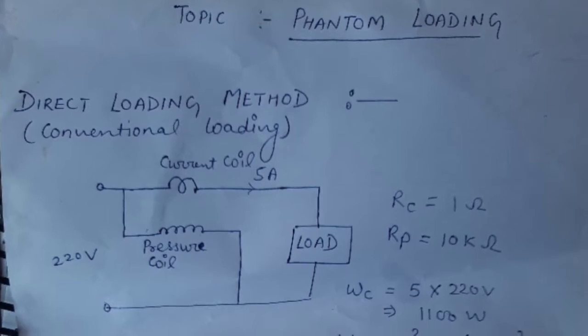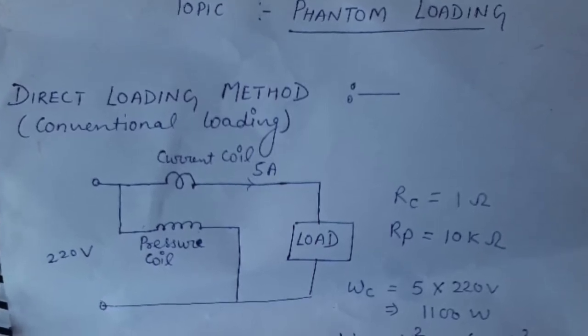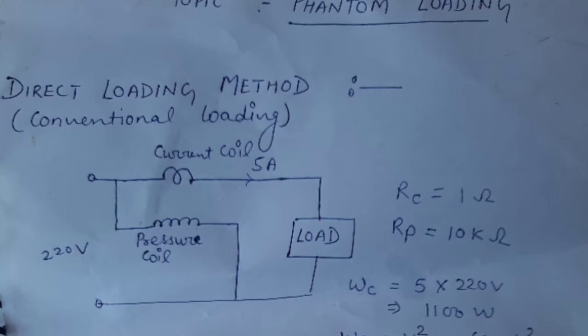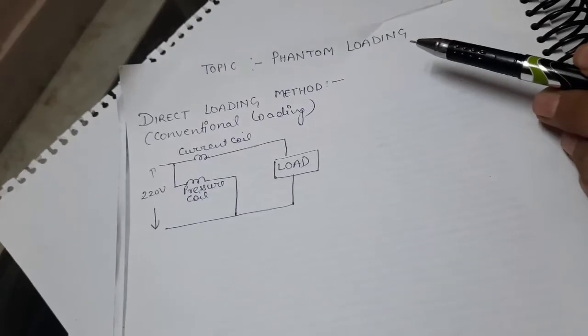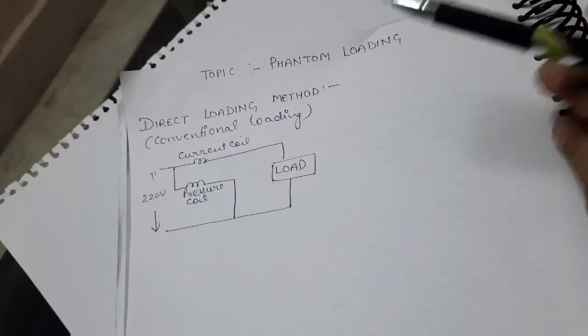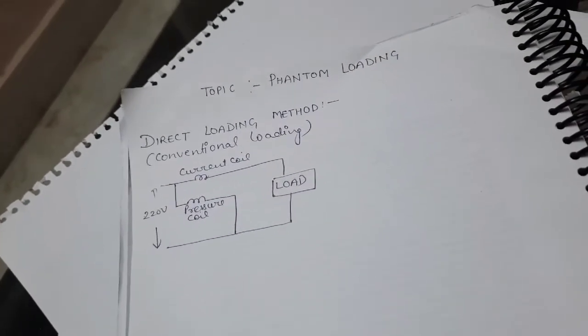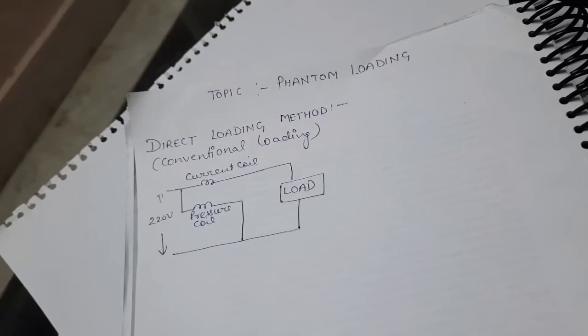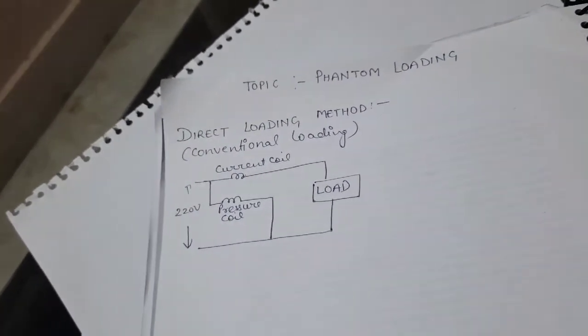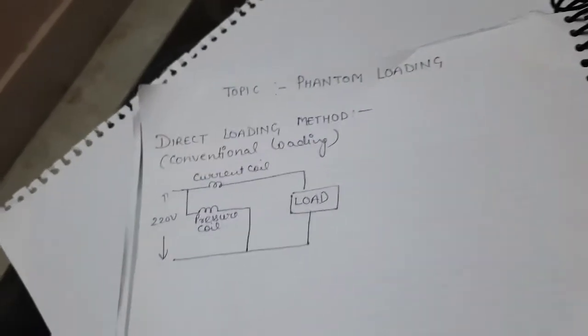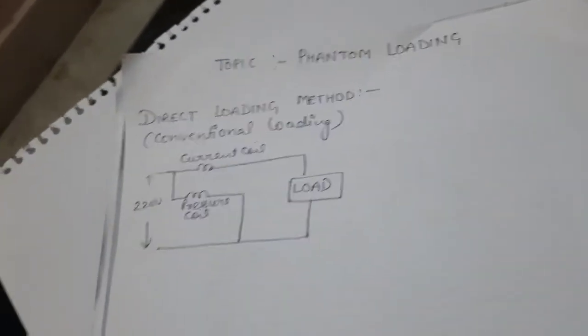Before starting the phantom loading, we have to study the direct loading method for measuring the energy meter. In industry, whenever we test the meter, high rated current flows through this meter. Due to that, there will be some wastage of power. If you want to reduce this power, we have to use phantom loading.